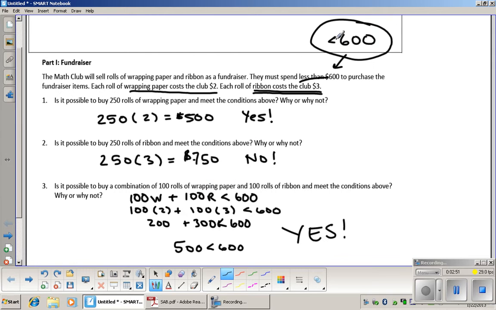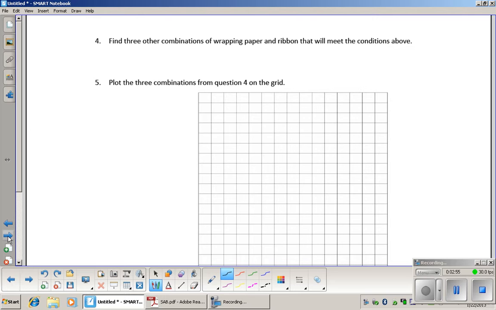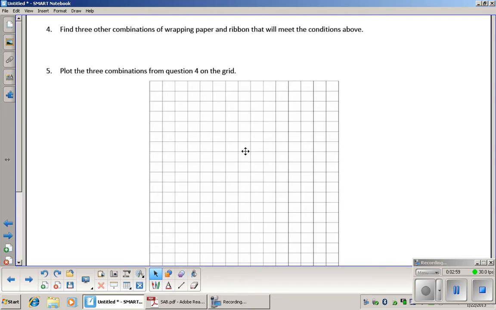Yes, I can. Okay, so just some algebraic working out. Again, central idea, 600 is our limit. Let's go to page 2. Find 3 other combinations of wrapping paper and ribbon that will meet the conditions above. Again, I know this is kind of a weird way to look at it, but this is something we need to get used to, expressing our ideas in the form of a relationship equation, in this case an inequality. So we have some number, I'm going to call it W, at $2 each, plus a certain amount of R's, ribbons, at $3 each. That's going to be less than 600.